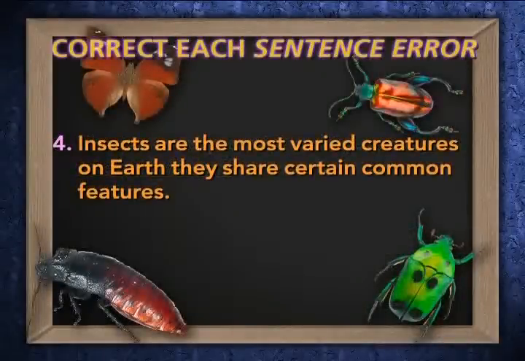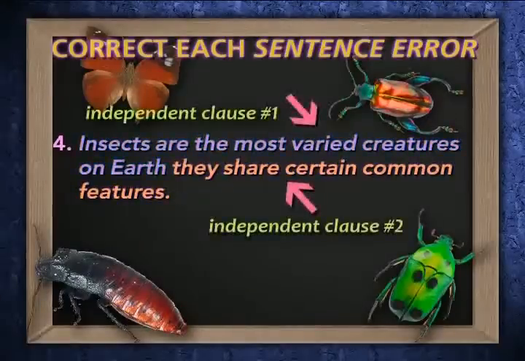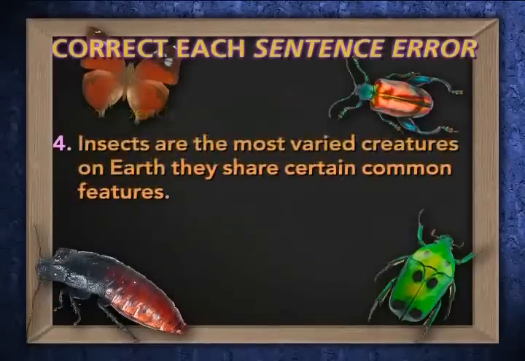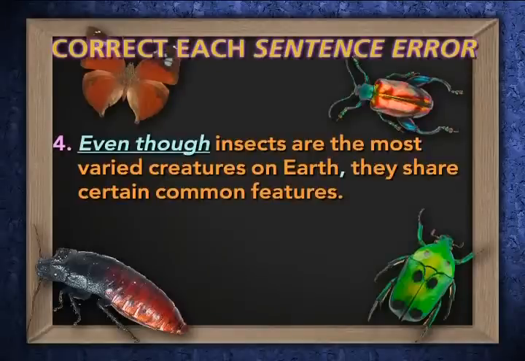Next one, number 4. Insects are the most varied creatures on Earth. They share certain common features. Well, that's a run-on because I have two independent clauses pushed together. The first one is insects are the most varied creatures on Earth. The second one is they share certain common features. I've already tried some different variations. I'm going to try something a little bit different here. I'm going to make it into a complex sentence. I'll start with a dependent clause. Even though insects are the most varied creatures on Earth, they share certain common features.